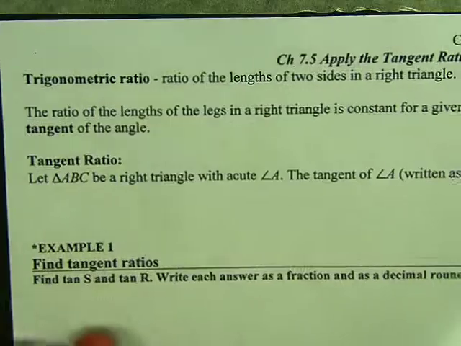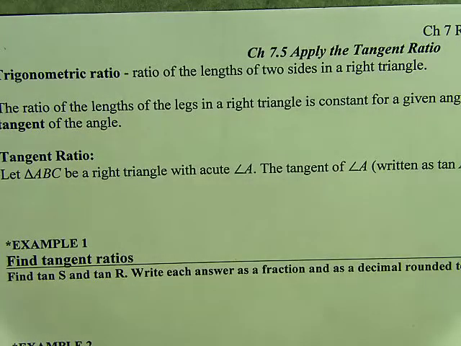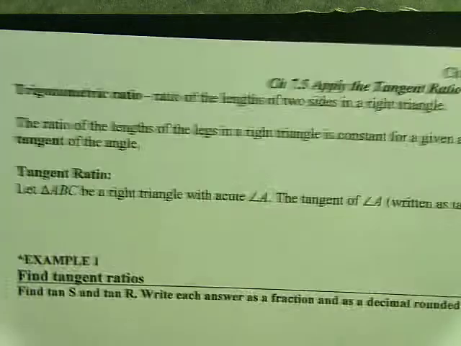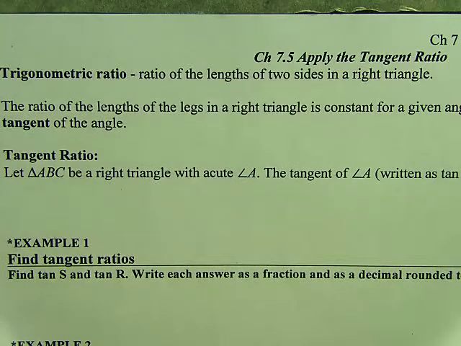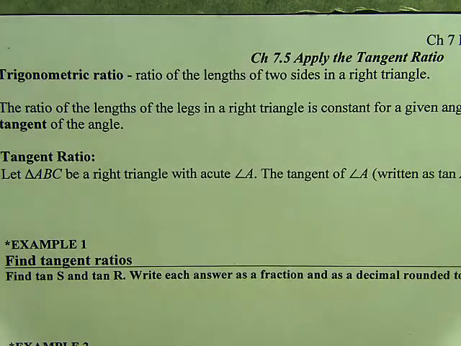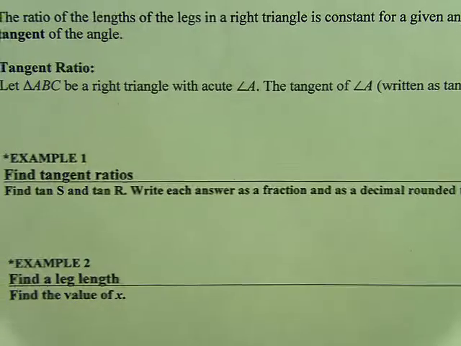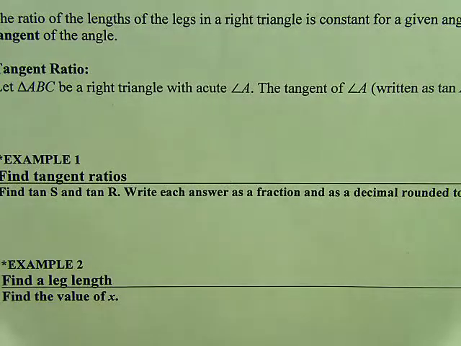And then the ratio of the lengths of the sides in a right triangle is constant for any given angle measure. So this ratio is called the tangent of the angle. So we're going to use the tangent of an angle in order to determine our ratio of those other two sides of a right triangle. And they're always proportional in this sense. They always have this ratio. So let's look at the tangent, and specifically, let's look at the ratio.